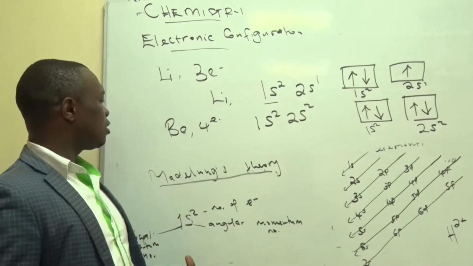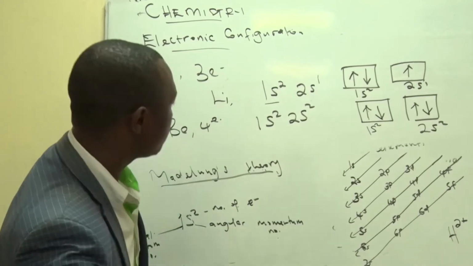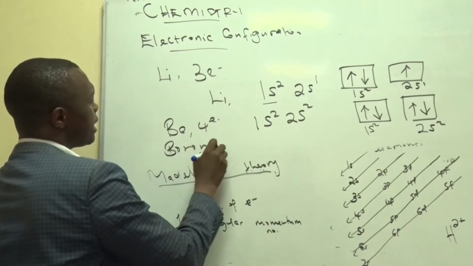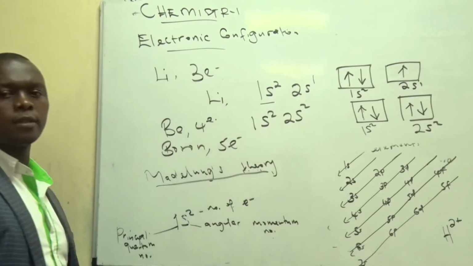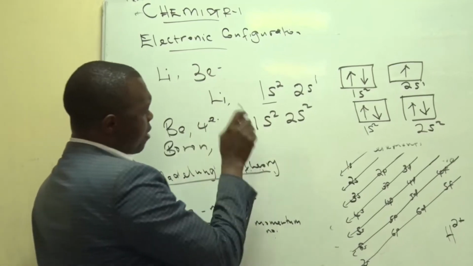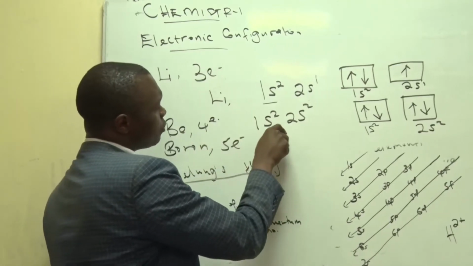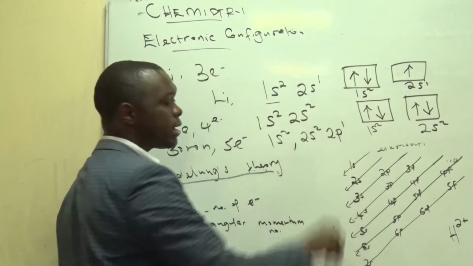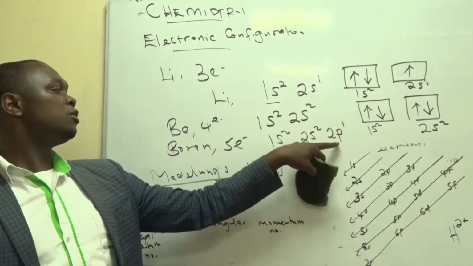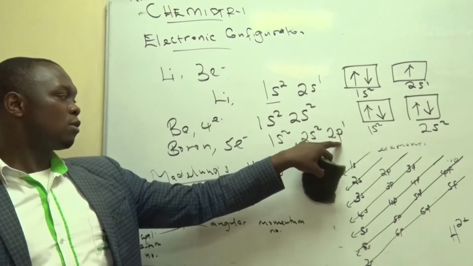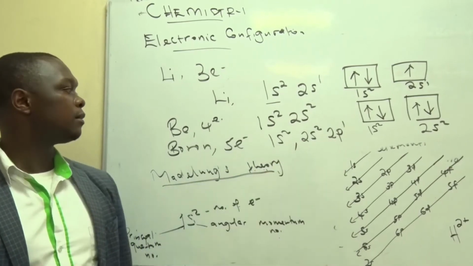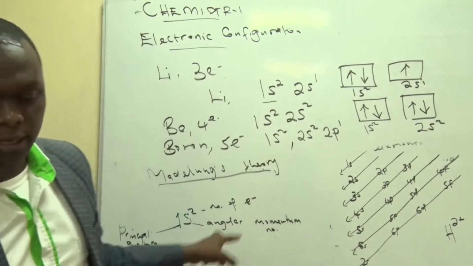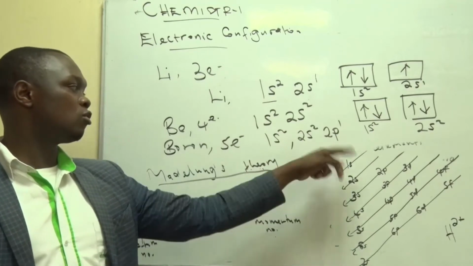Okay, now I want us to look at boron. Boron has 5 electrons. In writing the configuration, you write 1s2, 2s2, 2p1. Now you can see we introduce this quantum number 2p, because our atom has 5 electrons, that is 1s2, 2s2 and 2p1.